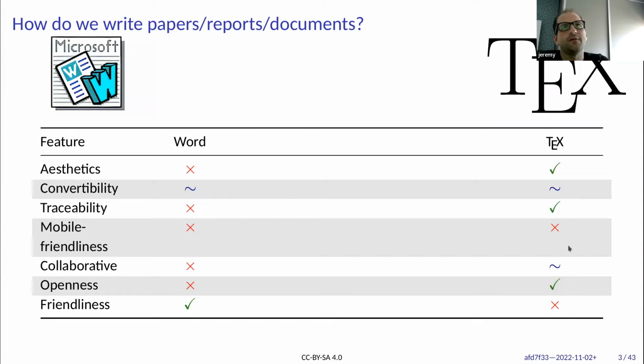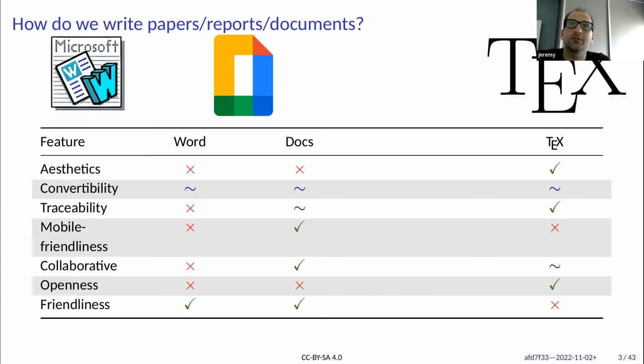Now, what do we have in the middle? Well, Google Docs. It's like Word, but in the cloud or in a web-based environment. So the aesthetics are pretty much the same. Compatibility is the same. It improves the traceability a little bit. It is mobile friendly, less collaborative. It's not open. It's running on the cloud, and it's friendly.